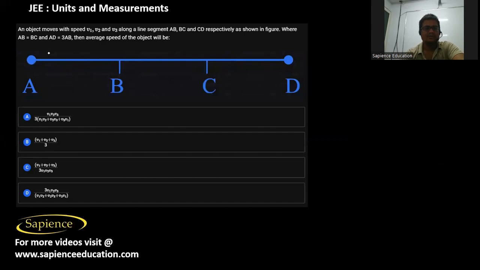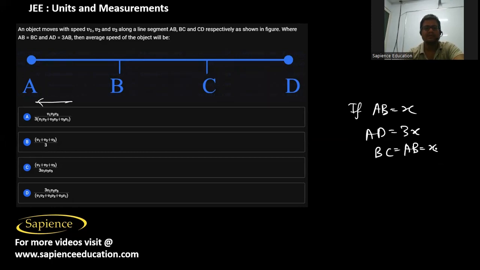Then here it is told an object moves with speed v1, v2, and v3 along a line segment AB, BC, and CD respectively, as shown in the figure, where AB equal to BC and AD equal to 3AB. So AD is equal to 3 times AB. So if we take AB length as x, then AD will be equal to 3x, and BC also will be equal to AB, that is equal to x. So this length is x, and BC is also x.